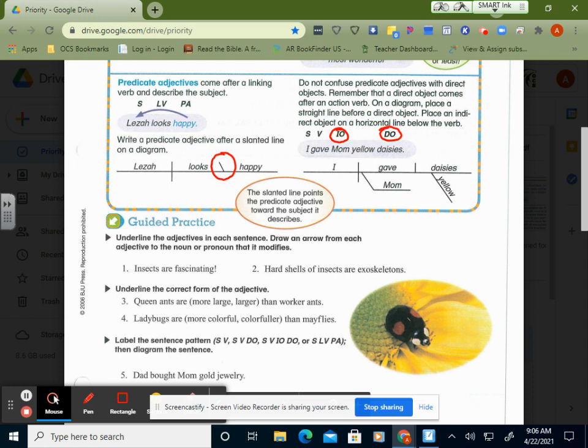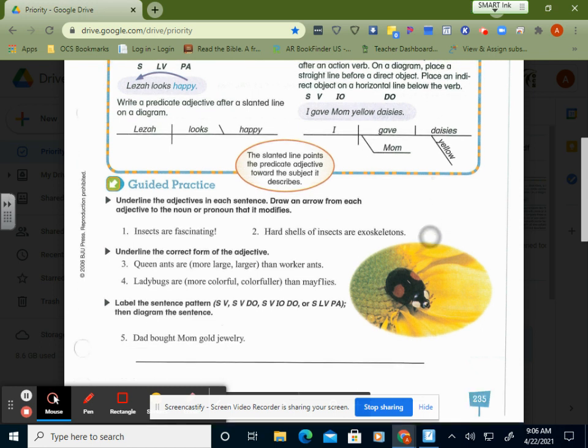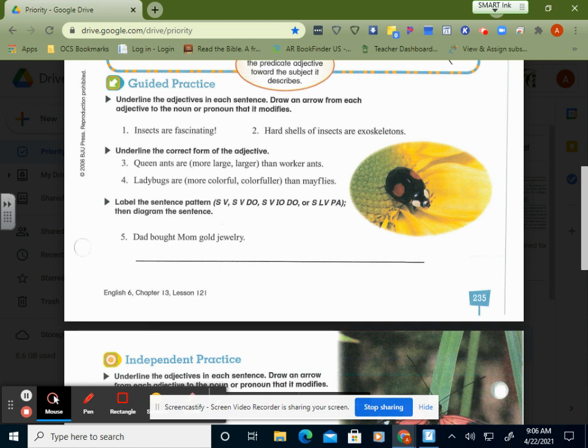But later on, we're going to be putting in prepositional phrases as an adjective or as a modifier. That gets real fun. All right, so let's look at the guided practice together.